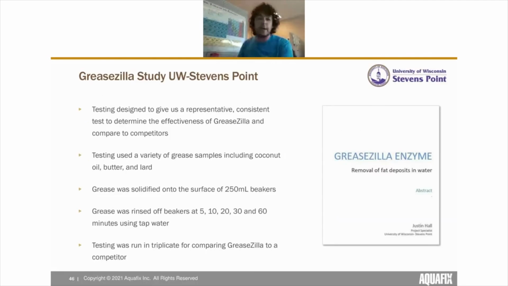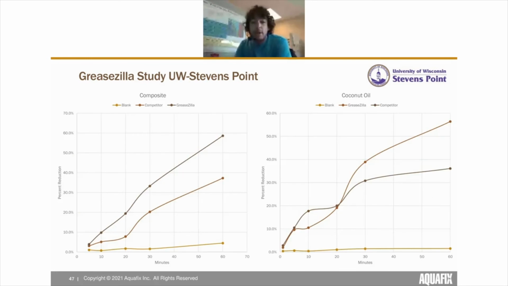So we partnered again with Stevens Point on this study. We applied Greasezilla to some beakers, to which we added grease as a substrate. We tested a number of different greases to see how this product was going to work and compared them side by side using mass reduction as our metric for measurement. This test was run over an hour period of time. We were comparing it to a generic solvent competitor just so we had a reference point. And we also compared it to a blank, which is just distilled water. In this case, we're hoping not to see any results with distilled water, which we didn't. So that was a good sign in the study.